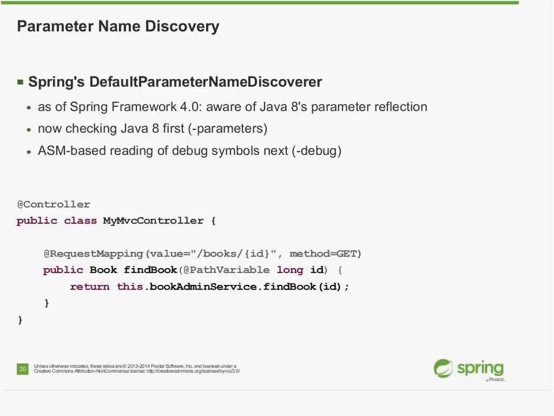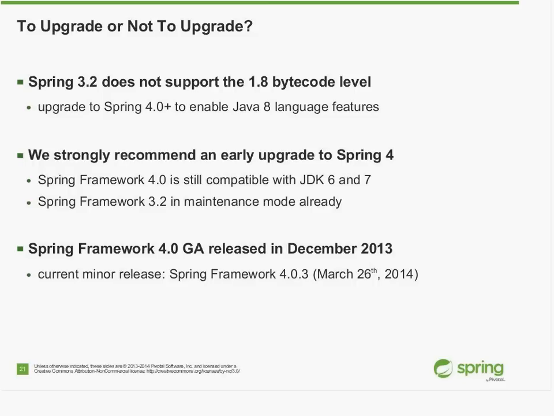Right. So that's parameter name discovery for you. And that's basically it from a Java 8 language perspective. We have no immediate plans to add any of this to the Spring Framework 3 generation. So Spring Framework 3 is really, in that sense, a child of its time. It can be deployed onto JDK 8 runtimes, but it does not support the Java 8 language level. This is really exclusive to Spring 4. That's what Spring Framework 4 has been designed for. And if you have any intentions to use Java 8 in practice here, then definitely upgrade to Spring Framework 4.